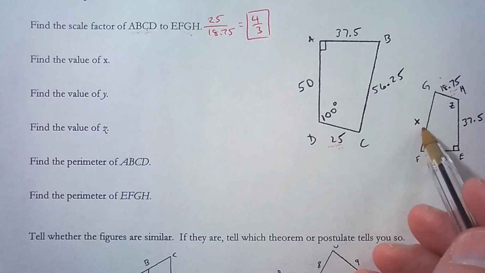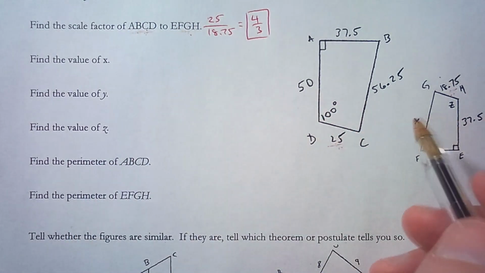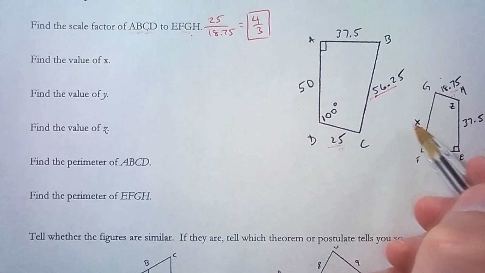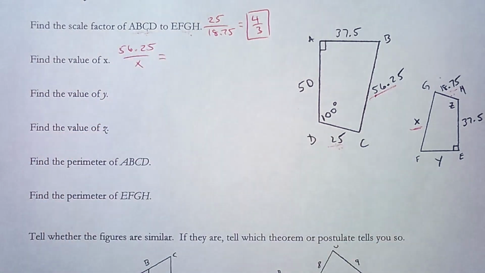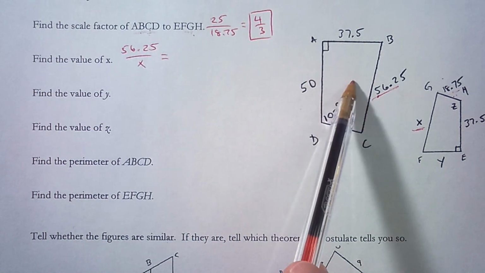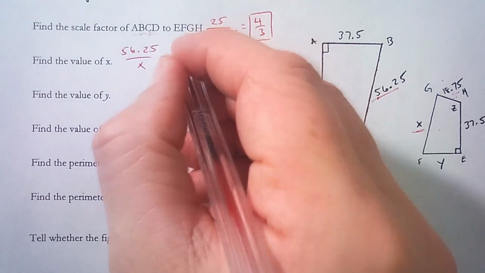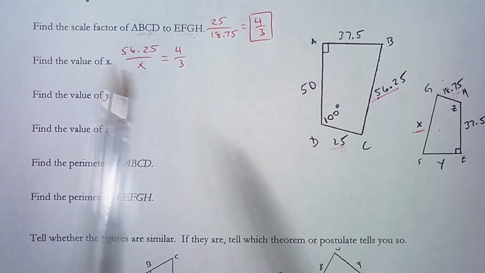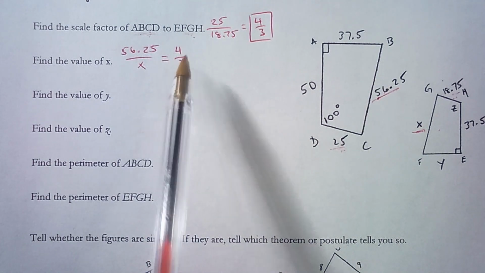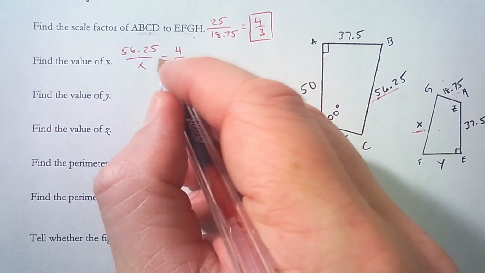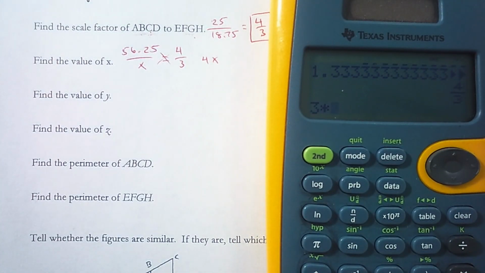Now find the value of X. Okay, so here's X. It's on side GF. So GF, that's the middle two letters. That goes with BC. So I've got BC and GF going together. So I've got 56.25 is to X as, and notice I used the larger figure over the smaller figure. And that's how the scale factor is listed, larger over smaller. So I can use the scale factor 4/3. Now if I had done X over 56.25, I would have smaller over larger, so I would have to have this as 3/4.